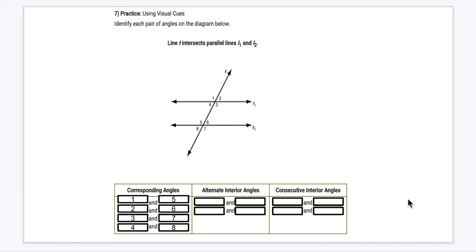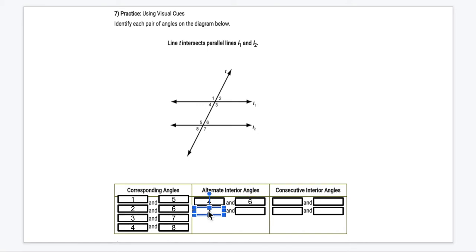My alternate interior angles. I want to look inside my parallel lines, so I only have 4, 3, 5, and 6. So I'm going to choose 4 first. And then of those 4 angles that I highlighted, I want to pick the angle that is on the opposite side of the transversal and not adjacent to angle 4. So I'm going to pick angle 6. So angle 4 and angle 6 are alternate interior angles.